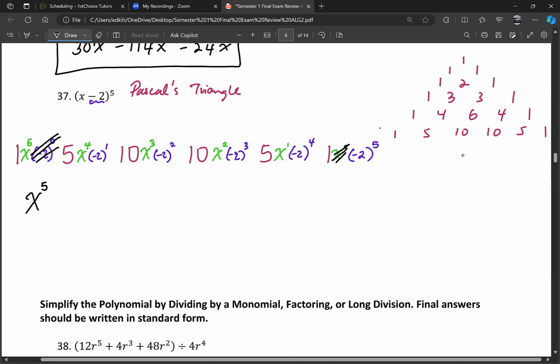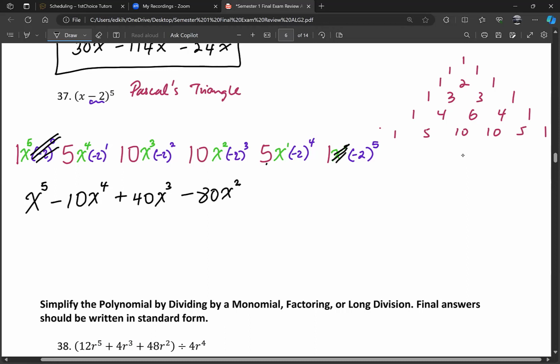5 times -2, so you have to do these digits first. 5 times -2 to the power of 1, so that's really 5 times -2, which becomes a -10, x to the fourth power. The next one, 10 times -2 to the second, so that's really 10 times 4, and that's going to be a positive 40, x to the third. And then next we have -2 to the third, that's -8. 10 times -8 becomes -80, x to the second power.